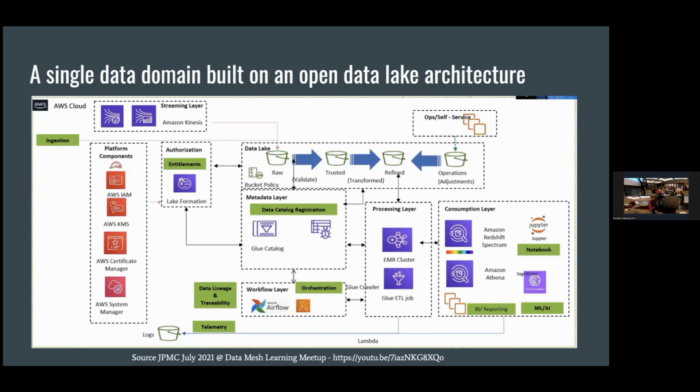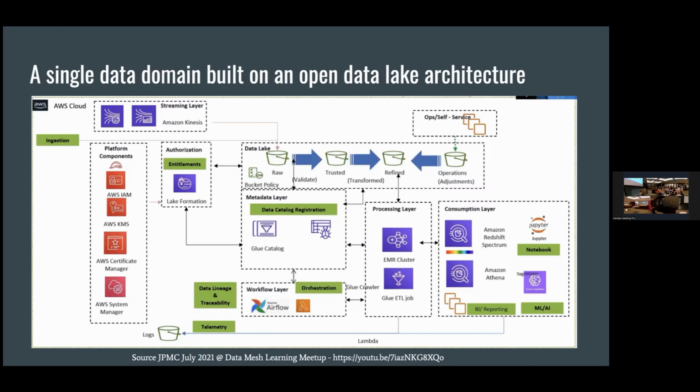Lake Formation is the authorization layer. So this is where they define entitlements: who can access what, which columns, which rows. The central piece here is the catalog registration. As data comes in the top, it gets transformed, cleaned, and validated, data quality gets validated. There's some redacting happening and things like that. And then they get registered in the local catalog within that local data lake.